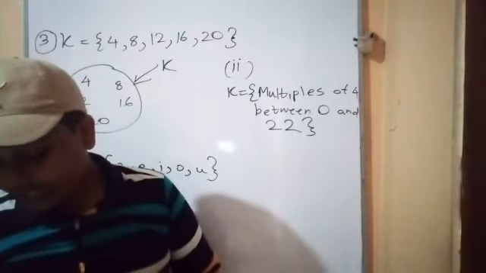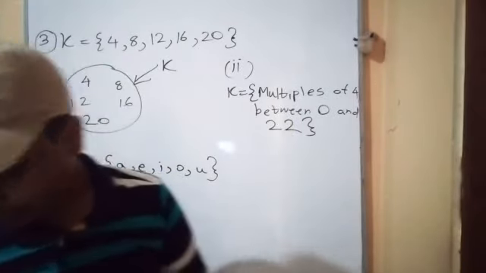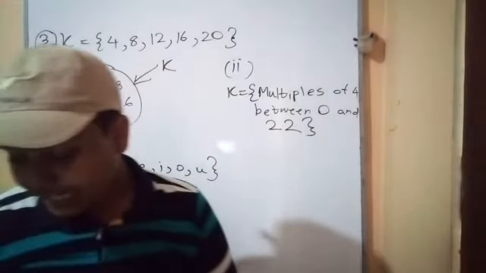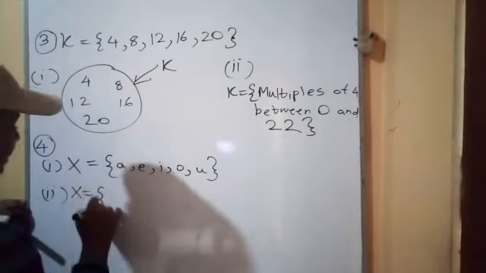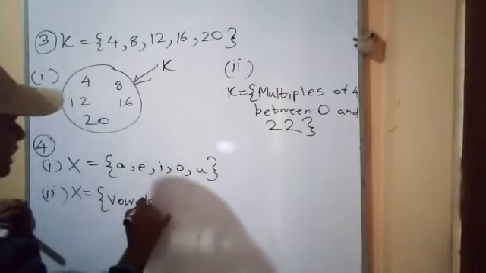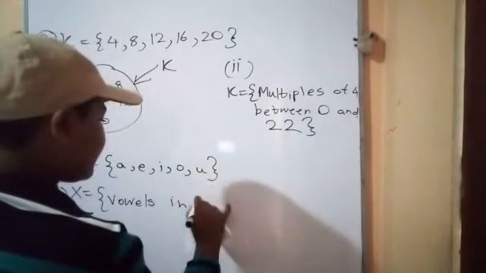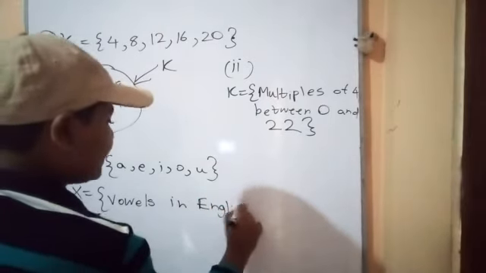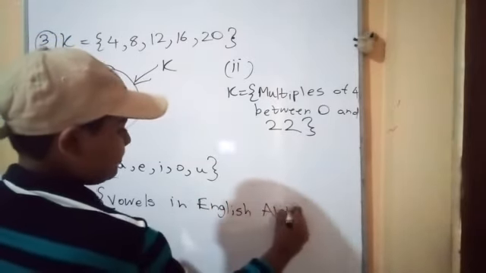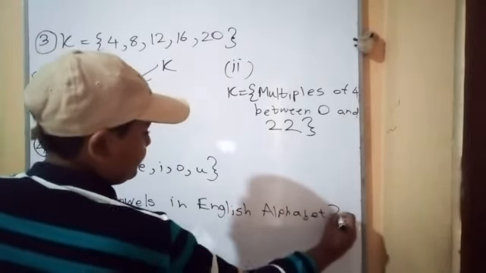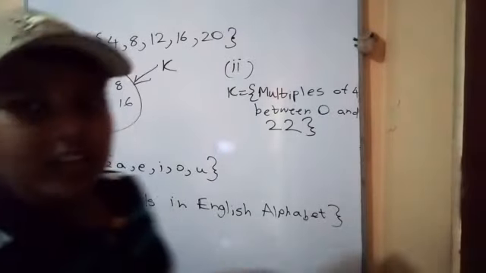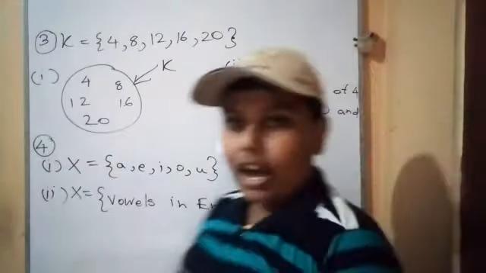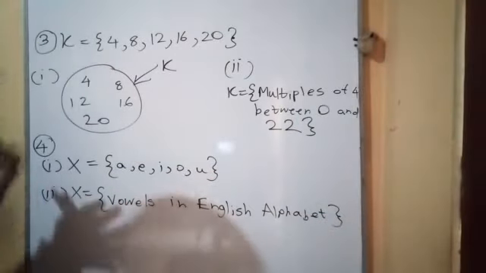Second one: write down the set X in terms of a common property by which the elements can be clearly identified. Keep a property. Now, X is vowels in the English alphabet. A, E, I, O, U means vowels of the English alphabet. If you made a mistake in any question, pause the video and check.